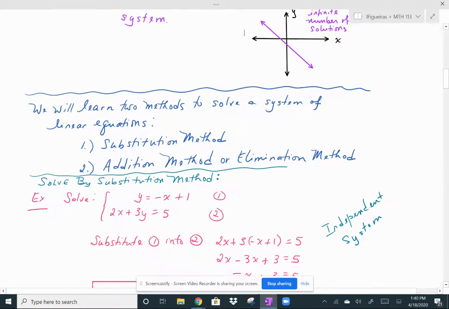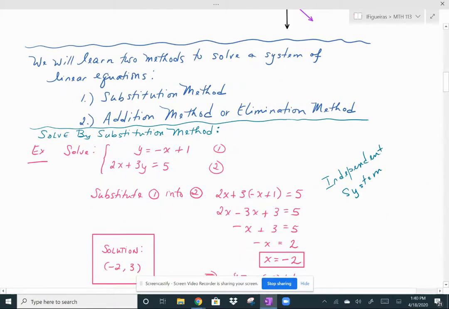Okay, so let's figure out how to solve these. We're actually going to learn two methods to solve a system of linear equations at first, and then we'll learn a third one. But for now, we're going to focus on the substitution method and the addition method, also called the elimination method. That really depends on the author. So let's do one by substitution method. So here's our first example. We want to solve this system, y equals negative x plus 1 and 2x plus 3y equals 5. So just for convenience, I'm calling this equation 1 and the second one equation 2.